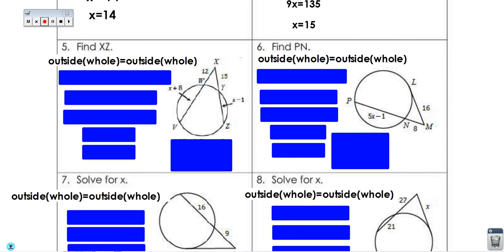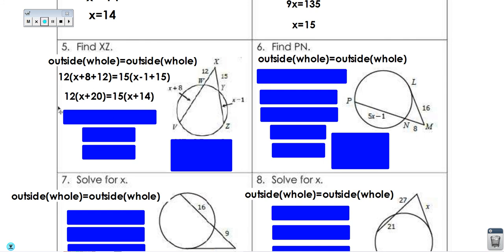Now for number 5, we have outside pieces and inside, so we're going to do the same process, outside times whole equals outside times whole. So that's going to give us 12 times x plus 8 plus 12 equals 15 times x minus 1 plus 15. You'll notice that the things inside the parentheses can be simplified, and you can do that right off the bat if you'd like to, or you can write this step and then combine them. So you should get 12 times x plus 20 equals 15 times x plus 14.